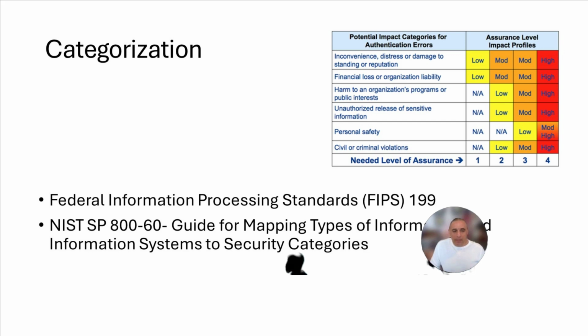FIPS 199 defines three security impact levels, low, moderate, and high, based on the impact that a potential security breach or incident could have on an organization's operations, assets, or individuals.